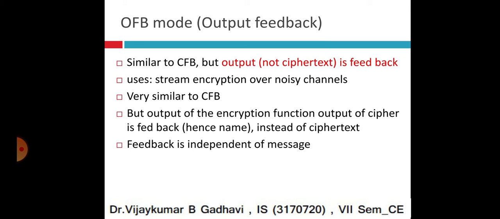Now OFB mode is similar to CFB, but the output is the feedback. The most important thing in OFB mode is that it is used for feedback. Use stream encryption over noisy channels.